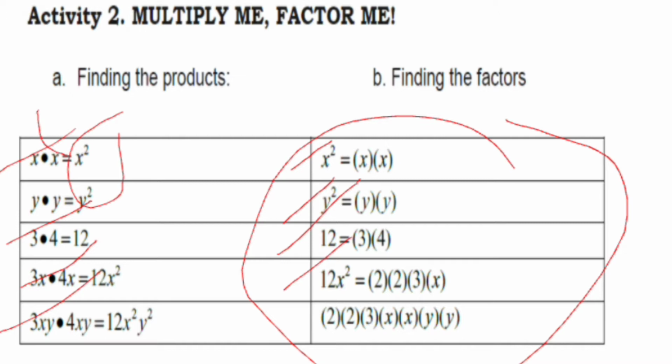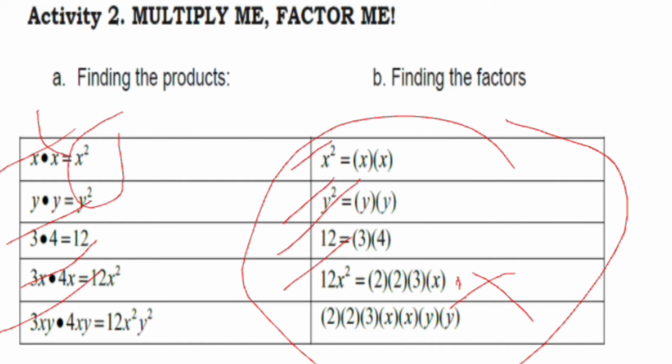Then we have x squared. So the factors of 12x squared, you have 2 times 2 times 3. 2 times 2 is 4, times 3 is 12. Then the x squared is x times x. Okay, next.